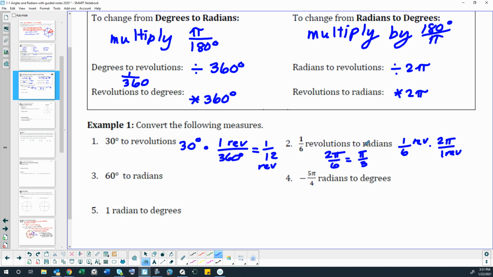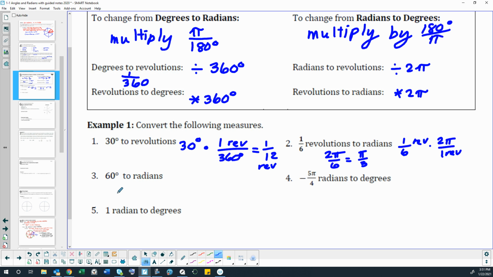We don't usually write the word radians when it's radians. If it's degrees, we put the little degree bubble. If it's radians, we just don't write anything. And it doesn't even have to have pi. It could just be a number, like 1 radian. We're going to get to that on number 5.